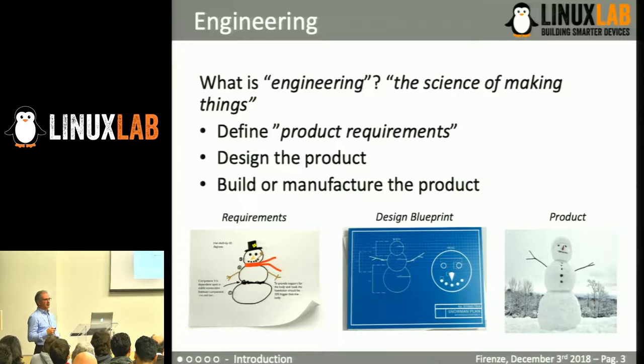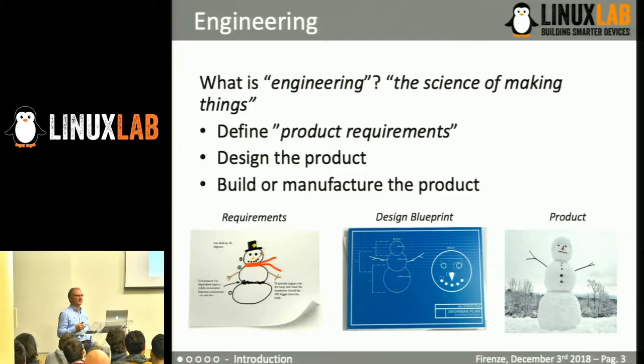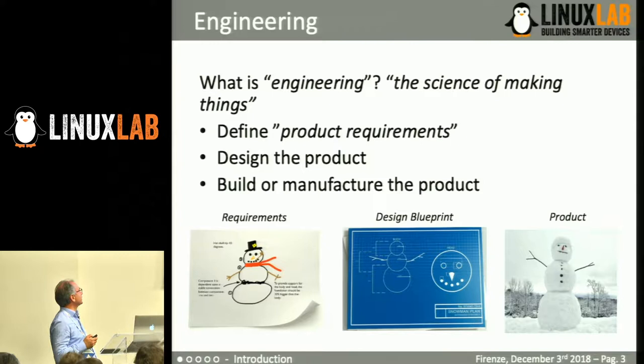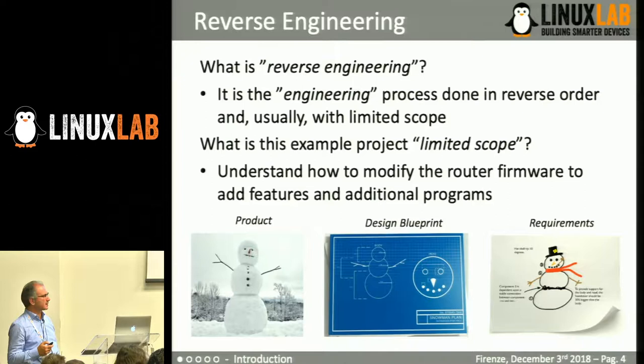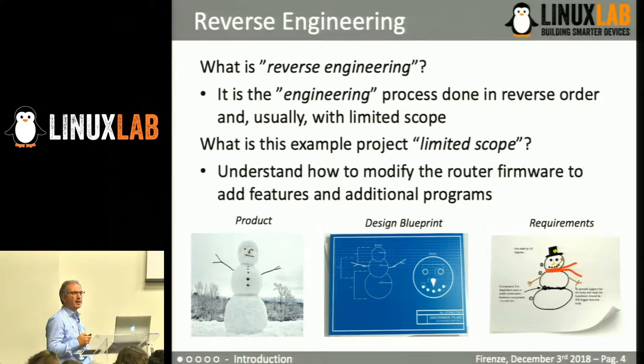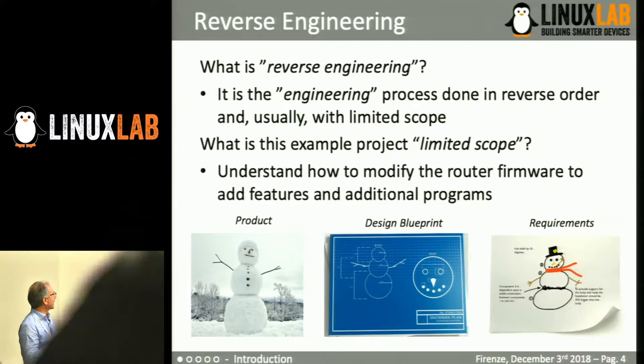In just a couple of words, we can say that engineering is the science of making things that start with product requirements, design the product, and then build or manufacture the product. The reverse engineering process is exactly the same process, but done in reverse order. So we start from the finished product that is manufactured by someone else, analyze the product, take measurements, reconstruct the design, and understand what the requirements were.